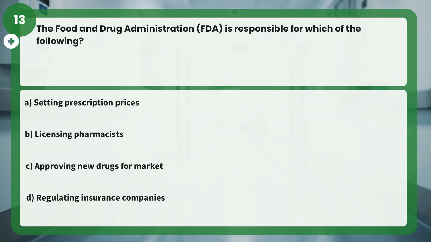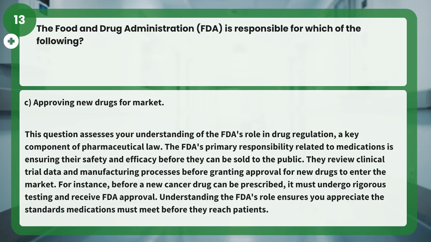Question 13. The Food and Drug Administration (FDA) is responsible for which of the following? A. Setting prescription prices. B. Licensing pharmacists. C. Approving new drugs for market. D. Regulating insurance companies. Answer: C. Approving new drugs for market.